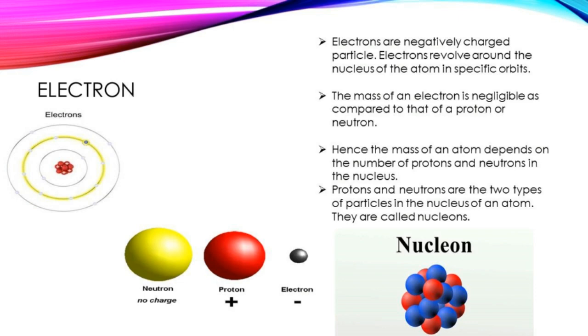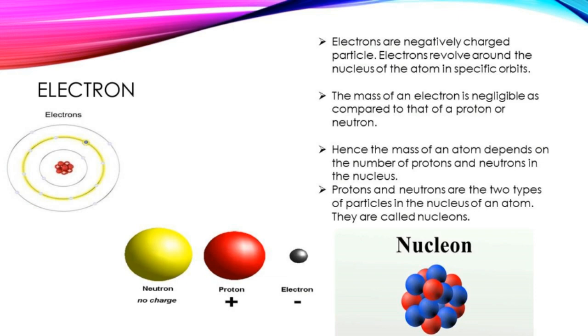Electron. Electrons are negatively charged particles. Electrons revolve around the nucleus of the atom in specific orbits. Refer to the image for better understanding. Here the electrons are revolving around the nucleus. Electrons are denoted as minus here.